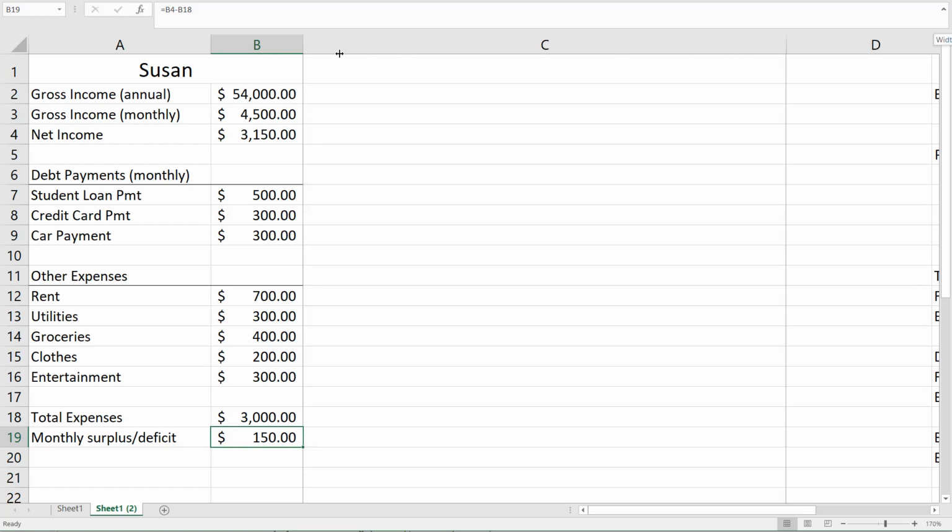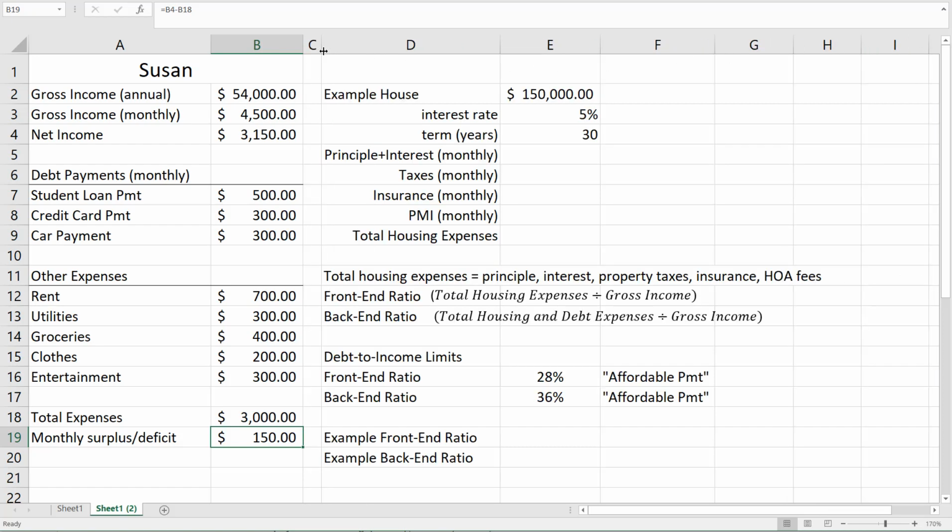So now let's bring in some other information here. Let's say Susan really has her eye on buying this house that costs $150,000. We're also going to assume she doesn't have any money for a down payment, so she's going to have to finance the whole thing. Some first-time home buyer loan programs will allow you to do this. So let's start looking at how much we think this house is going to actually cost, and then look at the ratios to determine whether we think she'll be able to get a loan.